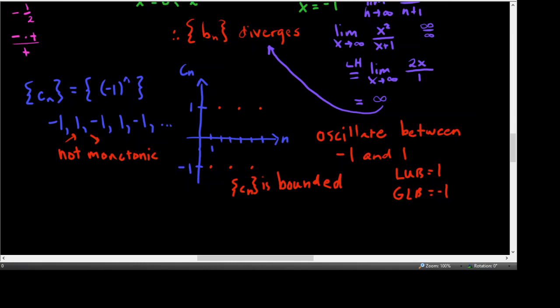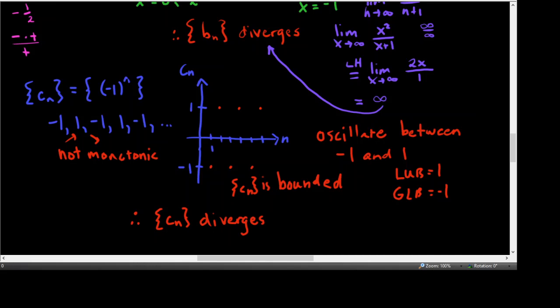It's not monotonic, and it's not headed toward any specific value. And that's kind of the key, that it's not headed toward a certain value. So it does not converge. Therefore, C sub n does not converge, or we'll say it diverges. You can actually state it the other way if you want. Does not converge. It's also true.